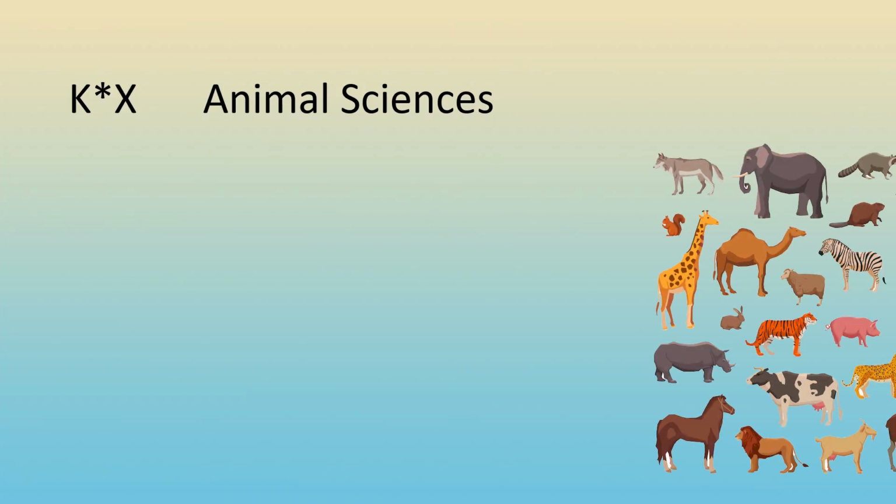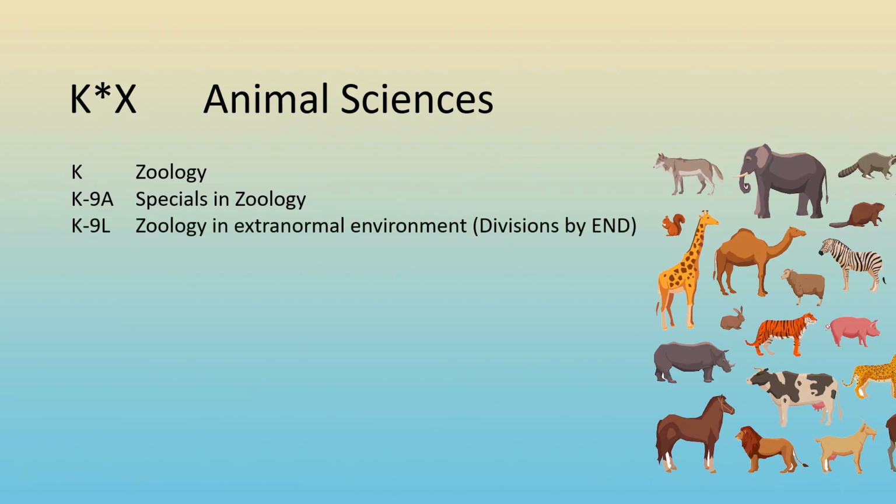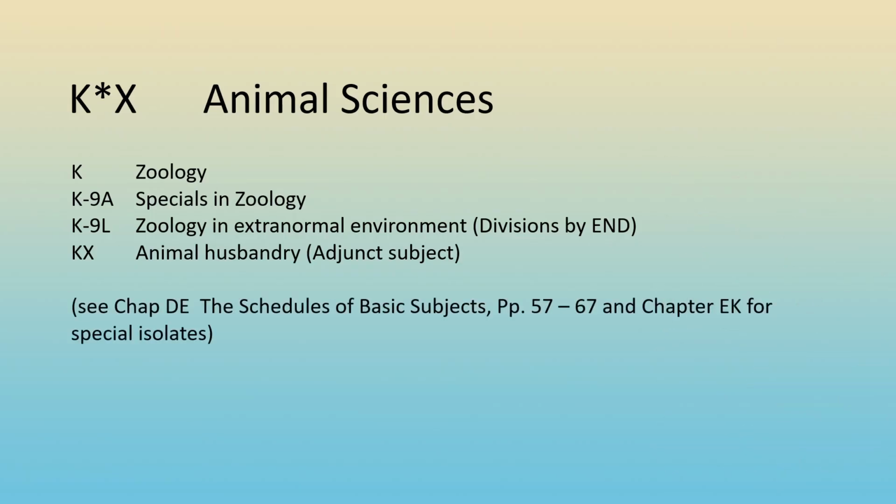So in animal sciences we have in CC7 the basic subjects K zoology and specials in zoology denoted by K-9 capital A. Zoology in extra normal environment, division by environmental divisions denoted by capital K-9 capital L, and adjunct subject animal husbandry capital K capital X. See chapter D, the schedules of basic subjects, and chapter EK for special isolates.